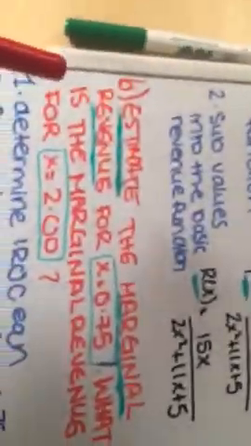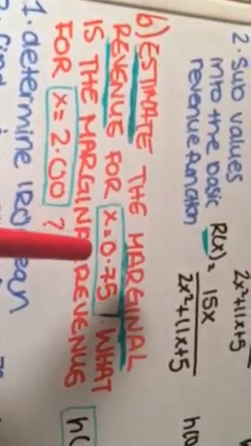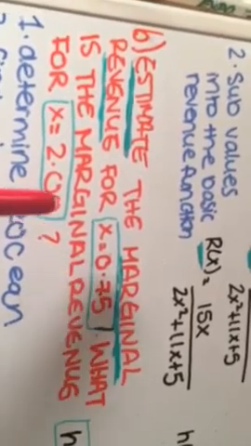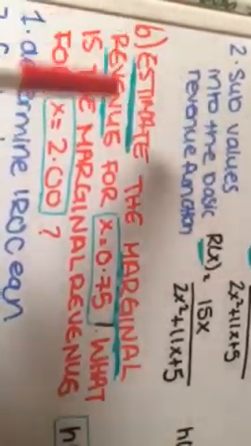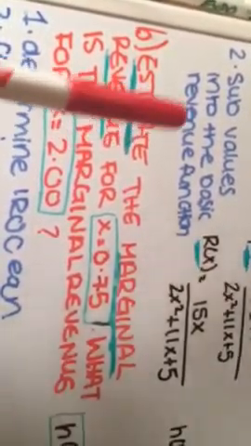Okay, moving on. So part B is estimate, being the keyword, the marginal revenue for x equals 0.75, and what's the marginal revenue for x equals 2.00. As I was saying before, estimate tells us that this is an instantaneous rate of change question, so we're going to be using our IRAC equation.